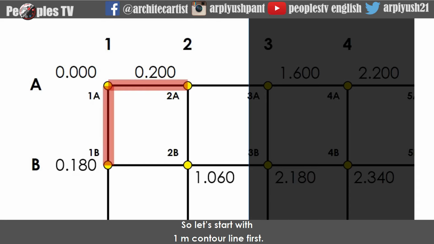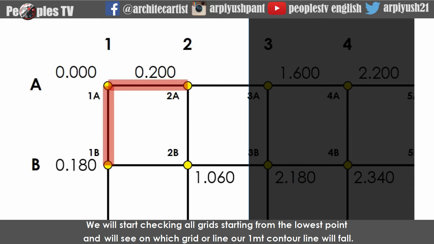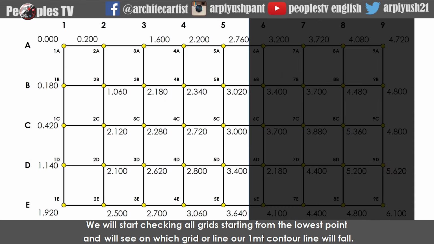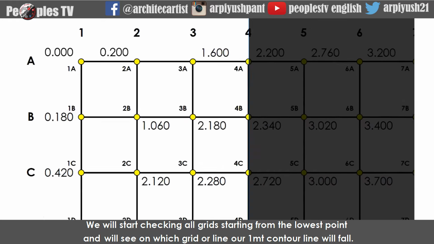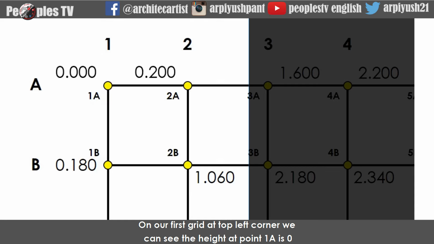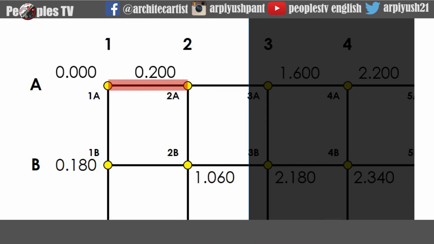So let's start with the 1 meter contour line first. We will start checking all grids starting from the lowest point and we'll see on which grid line our 1 meter contour line will fall. On our first grid at the top left corner, we can see the height at point 1A is 0 and at 2A is 0.2 meters. So clearly nowhere between 1A and 2A will a 1 meter line fall. So let's mark it red and move ahead.